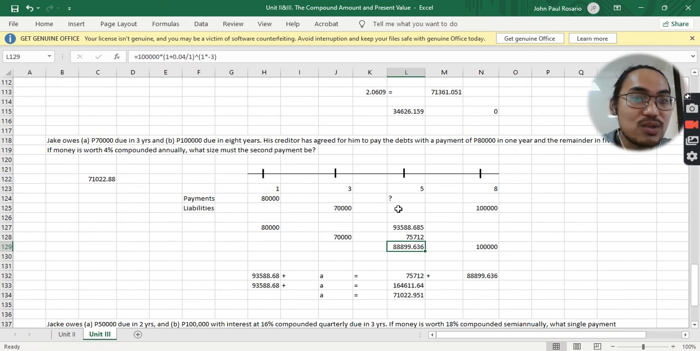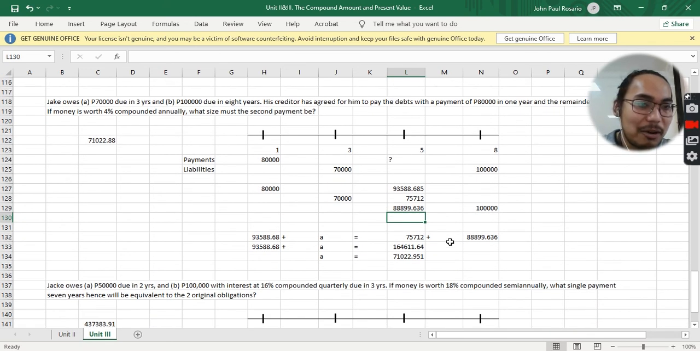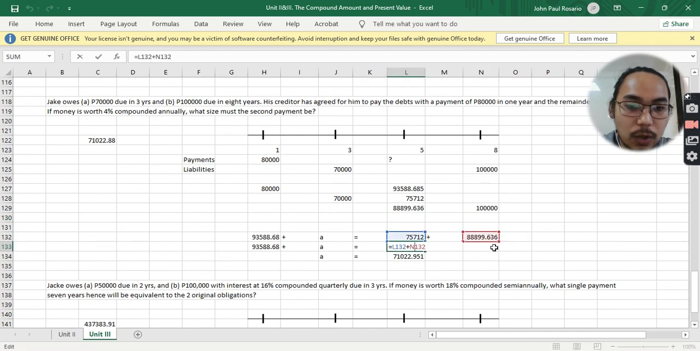So we are trying to solve for the present value here. So 100,000 times 1.04 raised to the power of the number of years that we went back. That's 5 minus 8. That's negative 3. Okay. So using our formula na total payments is equal to total debts. So our total debts would be 75,712 plus 88. That should give us 164.